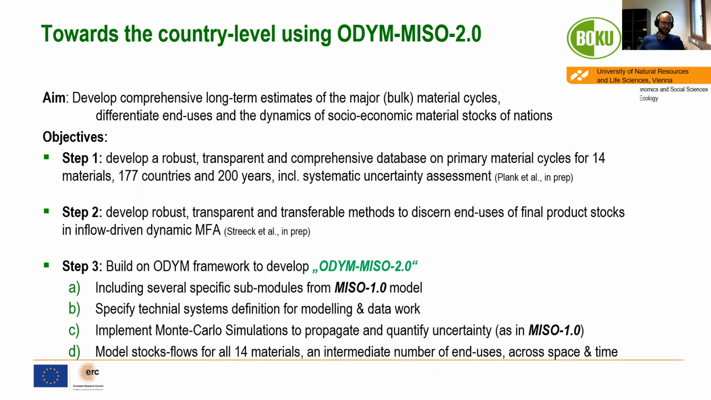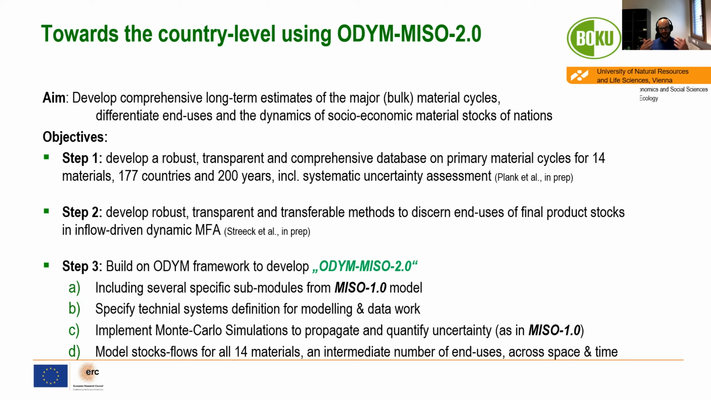So we actually have 3 steps to address our aims. We want to develop comprehensive long-term estimates of the major material cycles, differentiate end users, and model the dynamics of material stocks. For this purpose, we start out with developing a comprehensive data set on 14 material cycles or material flows, long time spans, historical data sets. We compiled a lot of information to get this data straight.